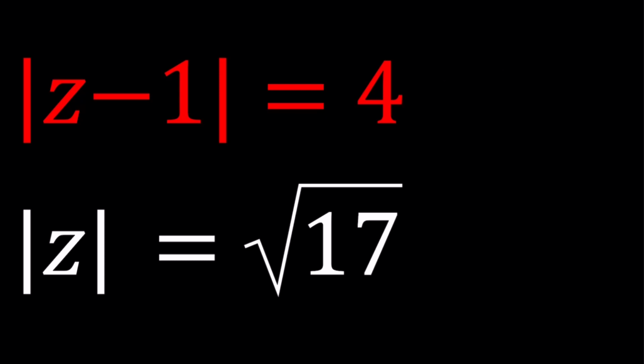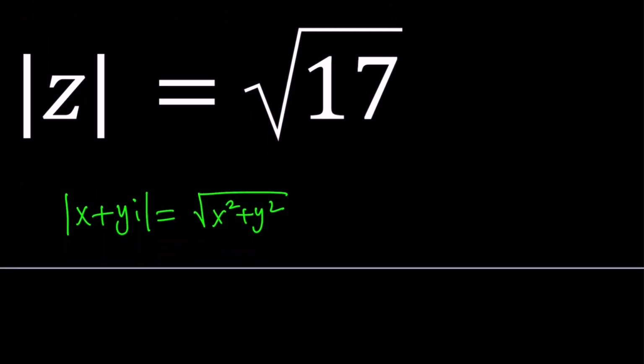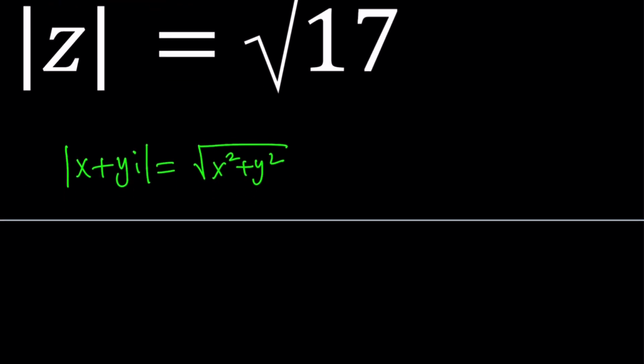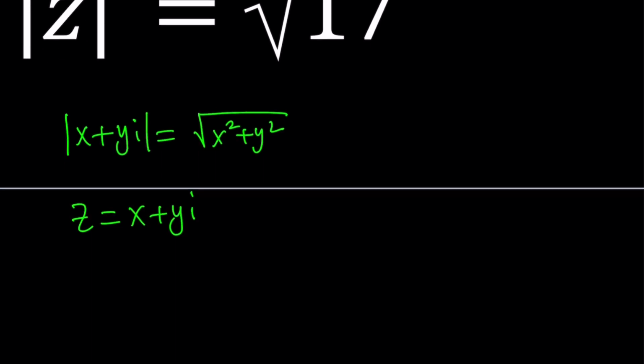So remember, in the lecture notes, we talked about the absolute value. What is the definition of the absolute value of x plus yi? It was the square root of x squared plus y squared. So you need to square the real part and the imaginary part and add them up, and then when you square root that, that gives you the absolute value, which is the distance from 0. So we're going to assume that z can be written as x plus yi. And then let's go ahead and plug it into the first equation, the absolute value of z minus 1.